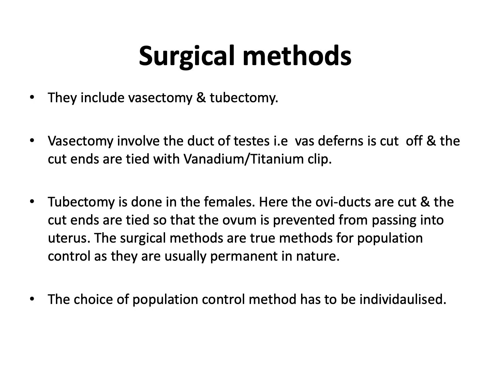Then another method, tubectomy, is done in females. Here, the oviducts of a female are cut and their continuation is disrupted, and the cut ends are tied so that the ovum is prevented from passing into the uterus. Both these surgical methods are true methods of population control, as they are usually permanent in nature.